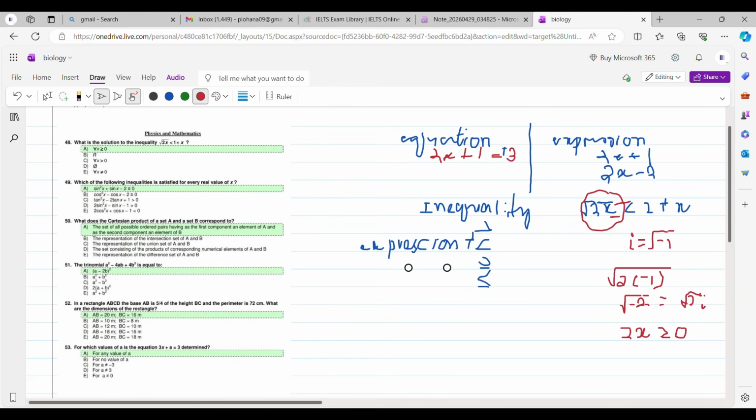Suppose 2. Let's try it on 2. 2 into 2 is 4, and 4 under root again comes out to be 2. Okay, so now I'm getting positive numbers. So basically, my domain for x would be this. Okay, so now I hope you understand it.